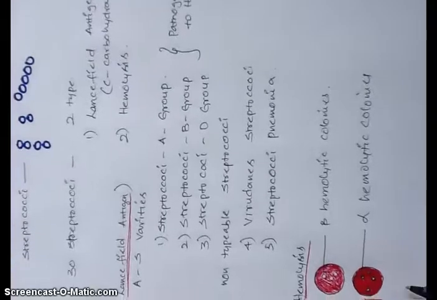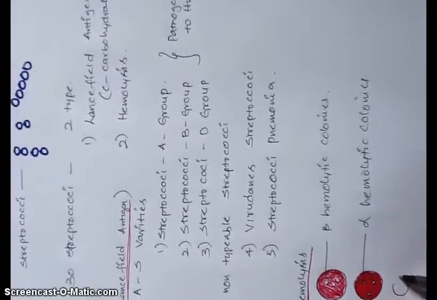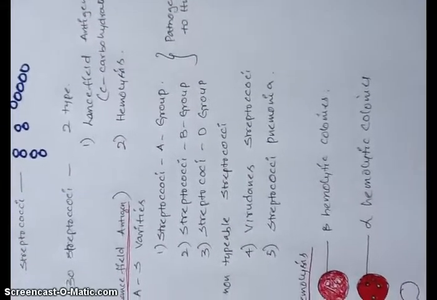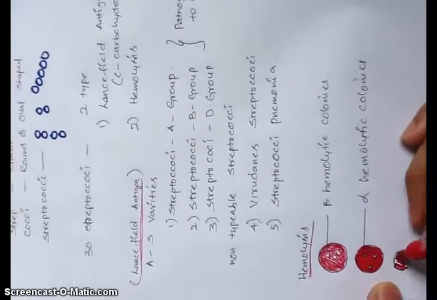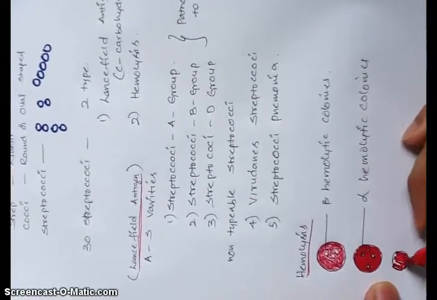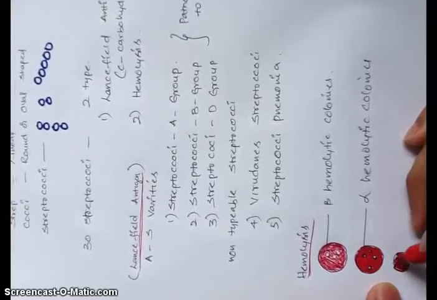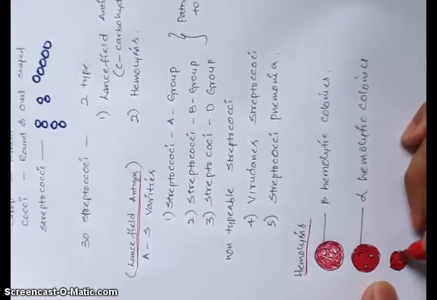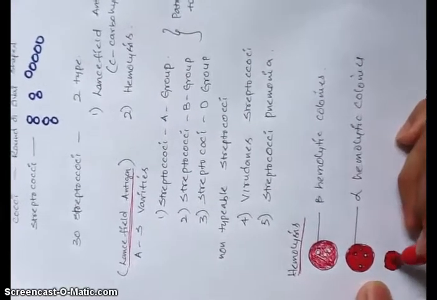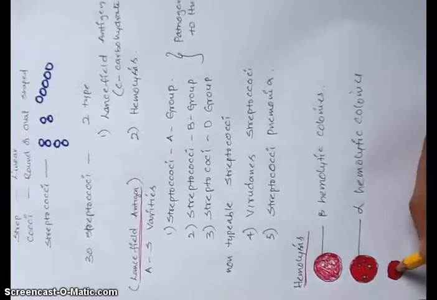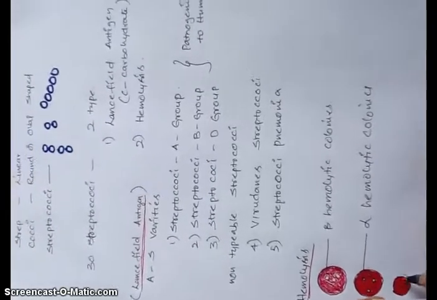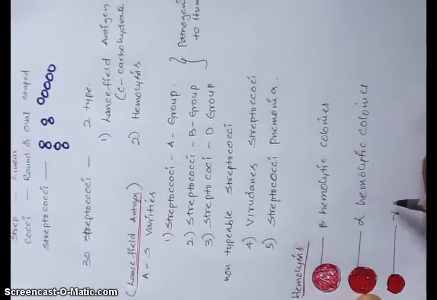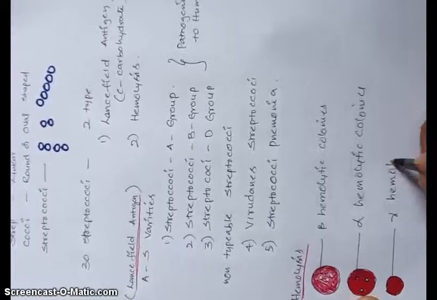And there is one more pattern, that is gamma hemolysis. This is a petri dish, and these organisms grow on this culture medium as white colonies without destroying any red blood cells, something like this. These are gamma hemolytic colonies.